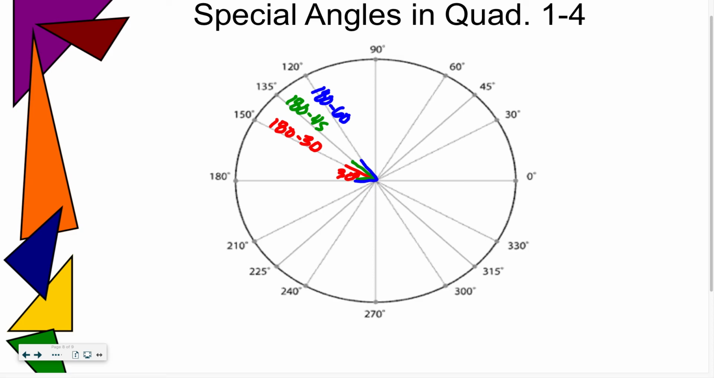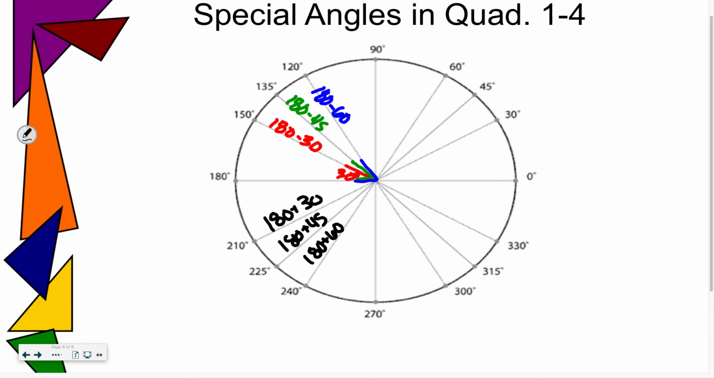If you're trying to find out what those angles are, this angle 210 is 180 plus 30. That's why it's special. We added the reference angle to it. This is 180 plus 45, and this is 180 plus 60. So if you ever forget what the special angles around the circle are, you're really just going into the quadrants and applying the reference angles.